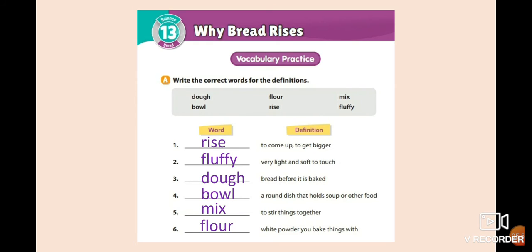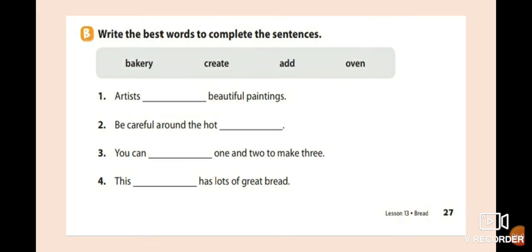So let's review. Number 1, rise. Number 2, fluffy. Number 3, dough. Number 4, bowl. Number 5, mix. And number 6, flour. Excellent. Let's continue. Now we write the best words to complete the sentences. In that case, we have bakery, create, add, and oven. So let's complete the sentences with one of the words. Artists create beautiful paintings. Yes? Number 2, be careful around the hot oven. Remember, an oven in Spanish is horno.